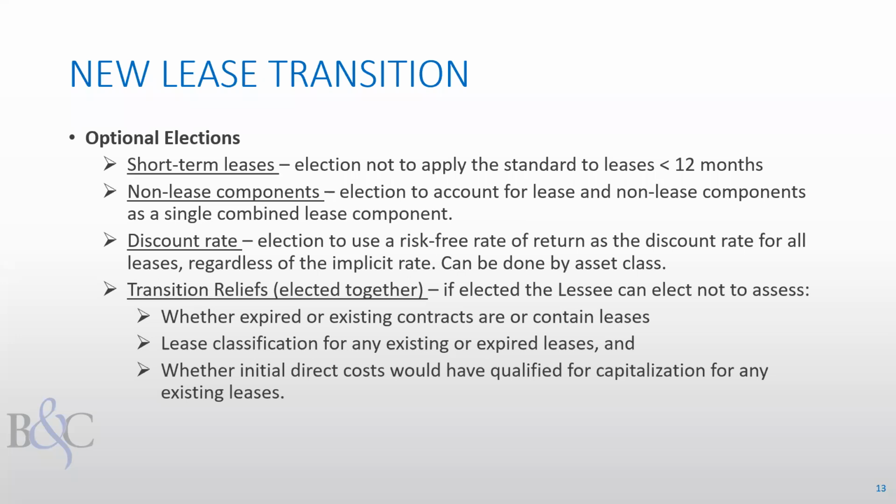The last election here is the transition reliefs. If you elect this, you're going to elect all of these together. You can't pick and choose which part of this you're going to elect. So if you elect these reliefs, you can elect not to assess whether expired or existing contracts are or contain leases, not to assess lease classification for any existing or expired leases, and whether initial direct costs would have qualified for capitalization for any existing leases. So this is important. If you have a lot of leases, this may be a good election to make, so you don't have to reassess whether your prior capital leases or operating leases were classified in accordance with the new standard.